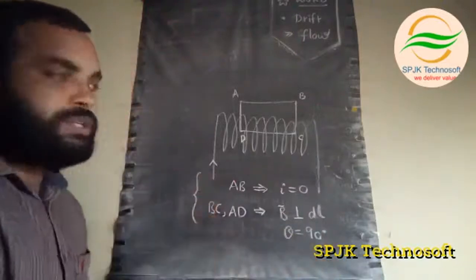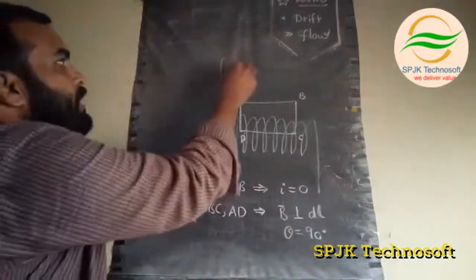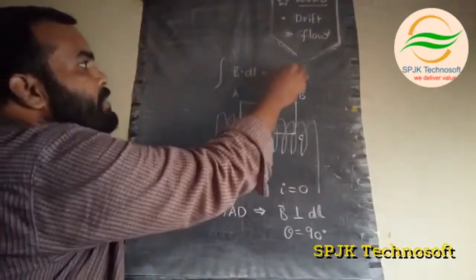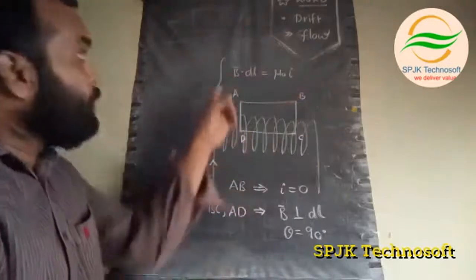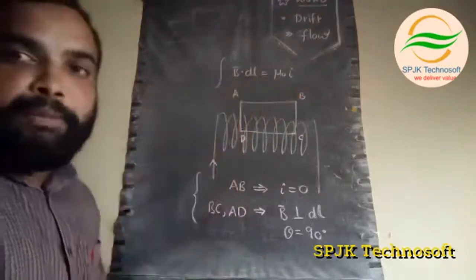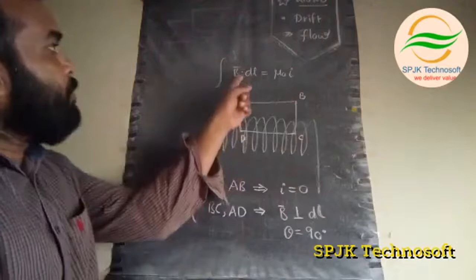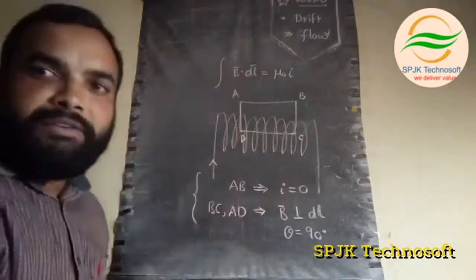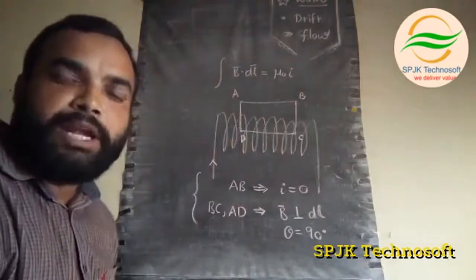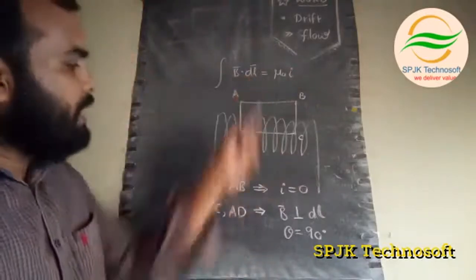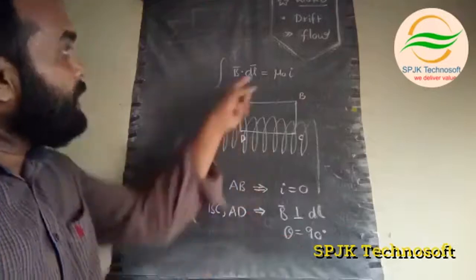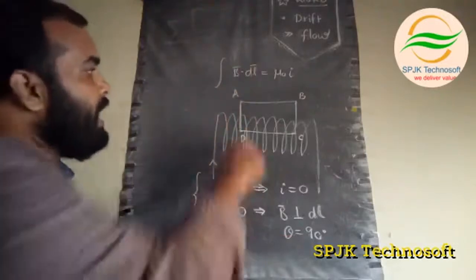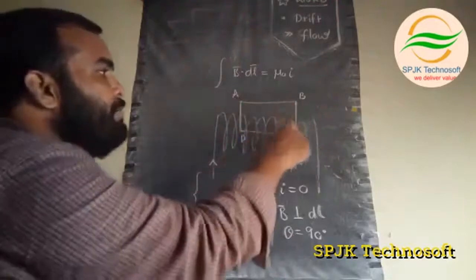Now, by this information, if you substitute in the integral of B bar dot dl is equal to mu naught into I, according to Ampere's rule to calculate the magnetic field here. B bar dot dl is a dot product. Whenever a dot product is there, we know that A bar dot B bar equals AB cos theta. If you substitute theta as 90, the total value will become 0. Meaning there is no magnetic field contribution along AD and BC sides.